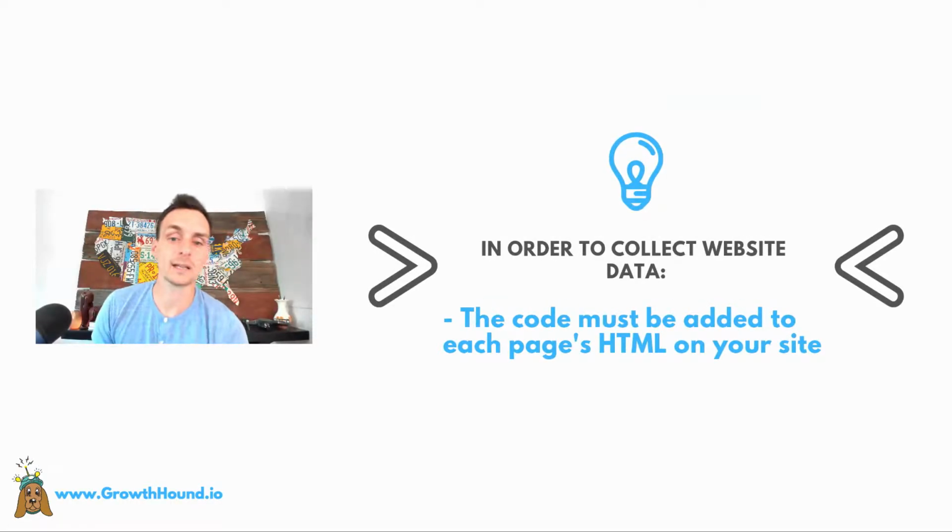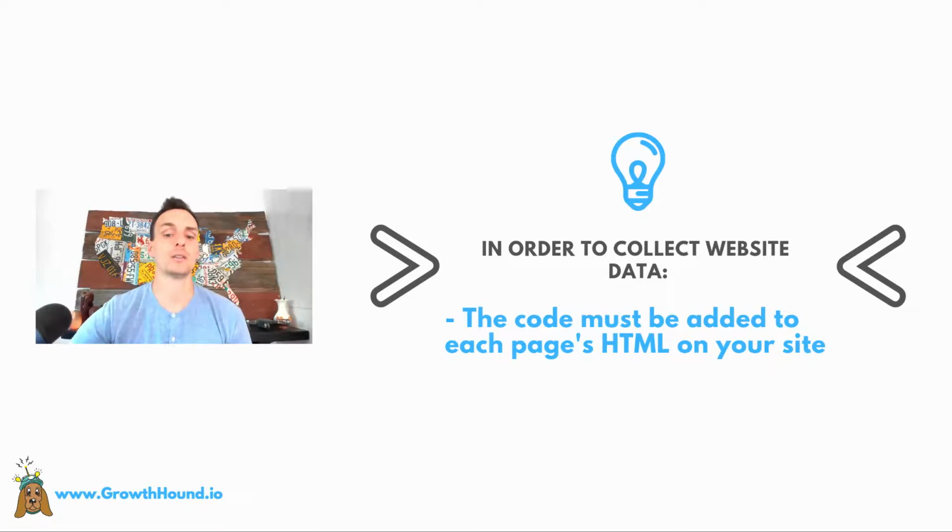So in order to begin collecting data, this needs to be added to each page's HTML on your site. A number of the main systems out there, like WordPress or Weebly or Shopify, will have you just implement this tag and they'll take care of it for you. But for the certification exam, just know that the tracking code has to be implemented on each page's HTML in order to collect data on that individual page.